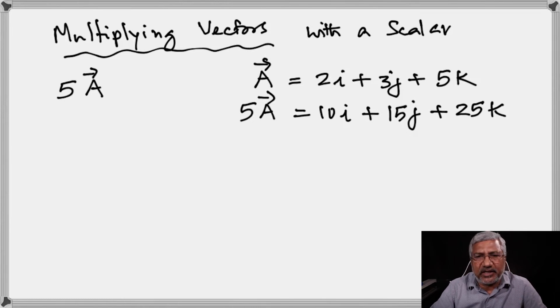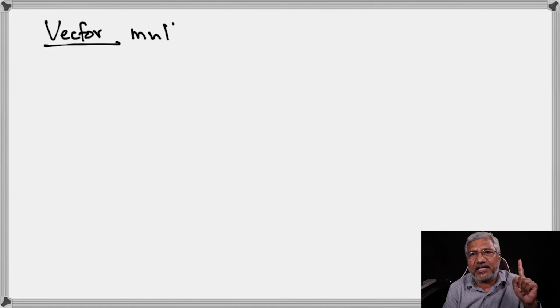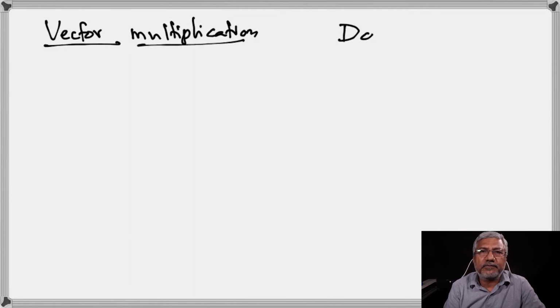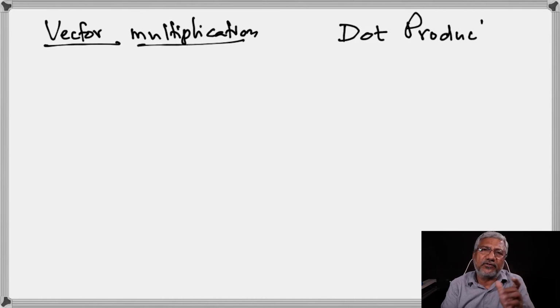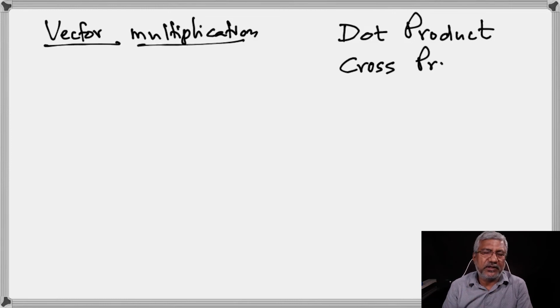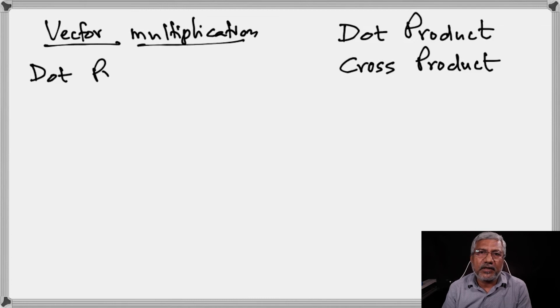What about multiplying a vector with a vector? There are two ways of doing that. Vector multiplication could either be taking the dot product or taking the cross product. I'm going to show you both. But I want to tell you that when you take the dot product of two vectors, what you get as the product is a scalar. The dot product of two vectors gives a scalar, but the cross product of two vectors gives another vector. So first, the dot product.